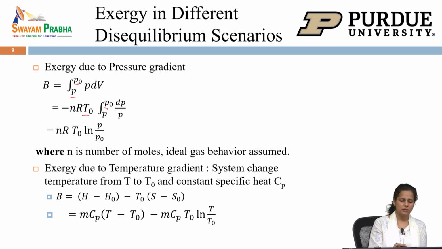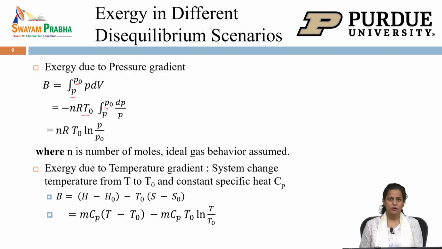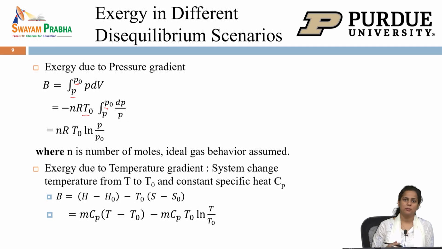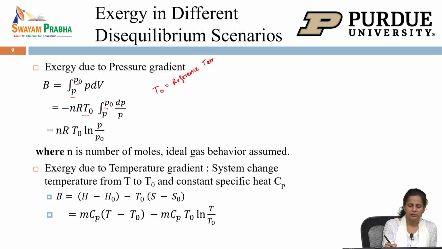So, using the equation, now we can say that your exergy for an ideal gas system, where n is your number of moles, is given by nRT naught ln P by P naught, where T naught and P naught are your reference. So, T naught is your reference temperature and P naught is your reference pressure.